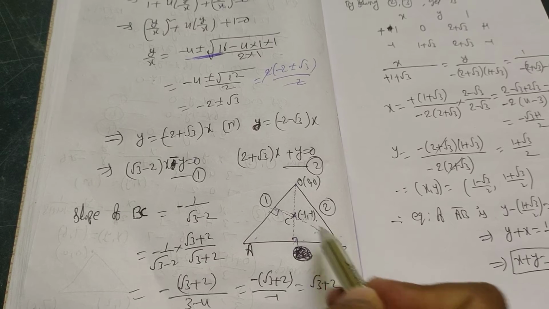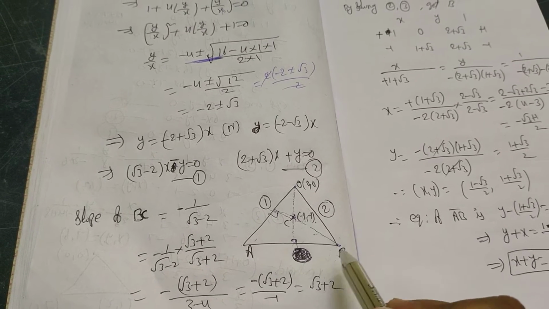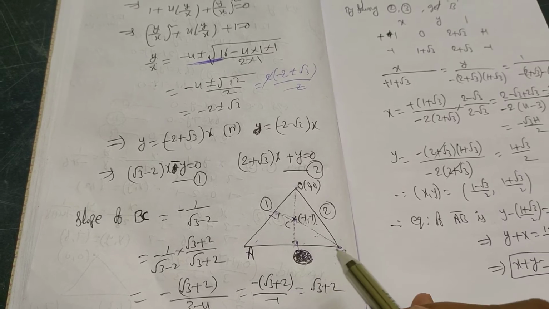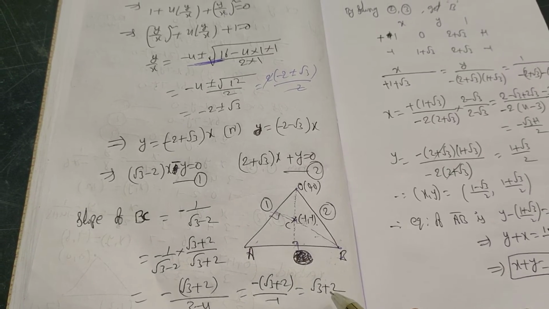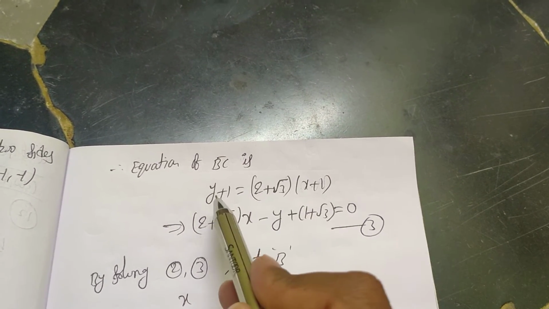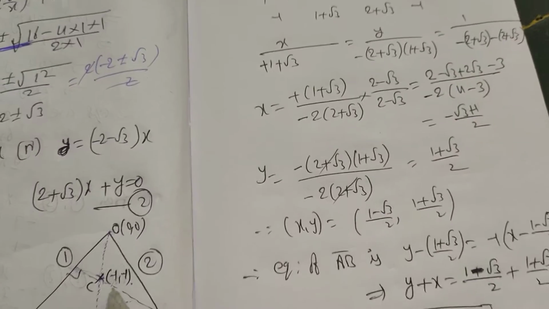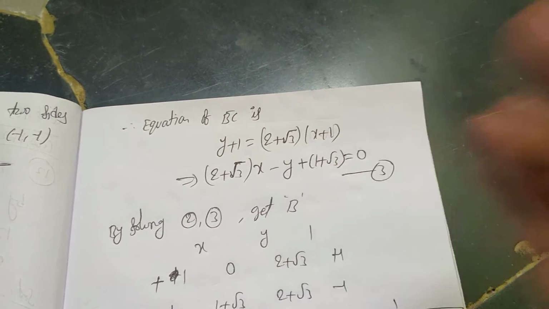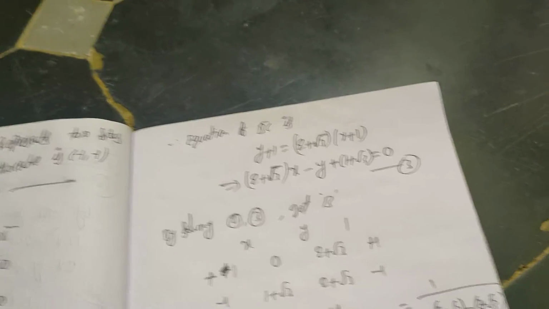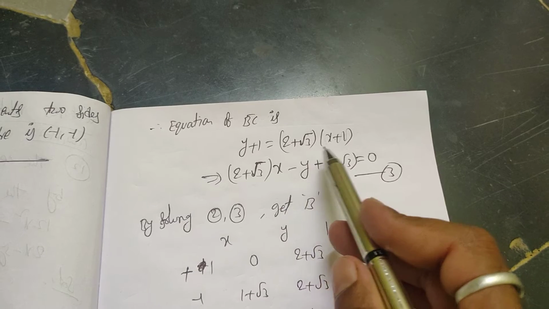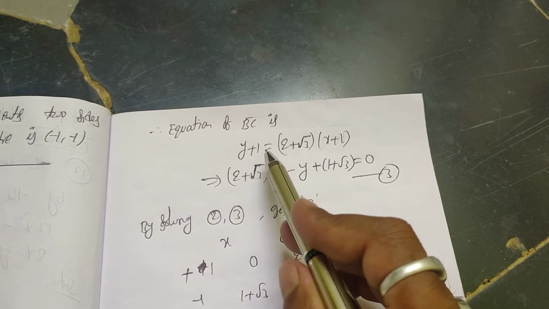So the BC equation is passing through minus 1 comma minus 1. So the slope we know, and a point we know on the BC line. So by the point slope form, y minus y1 is equal to m into x minus x1. If you use that formula, the equation of BC is y plus 1 is equal to 2 plus root 3 into x plus 1, because it is passing through minus 1 comma minus 1. So y minus of minus 1 is equal to 2 plus root 3 into x minus of minus 1.